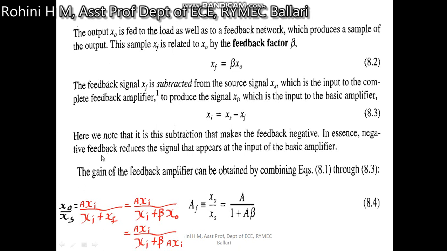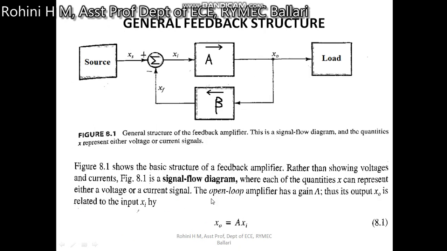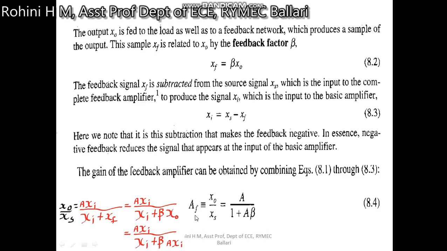Here we are interested in writing the overall gain of the feedback amplifier. The overall gain of the feedback amplifier is represented by the term AF. Again look at this diagram. What is the output we are obtaining? That is X naught. What is the input we have provided? That is XS. So the overall feedback gain is nothing but X naught divided by XS. The overall gain of the feedback amplifier AF is the ratio of X naught over XS.